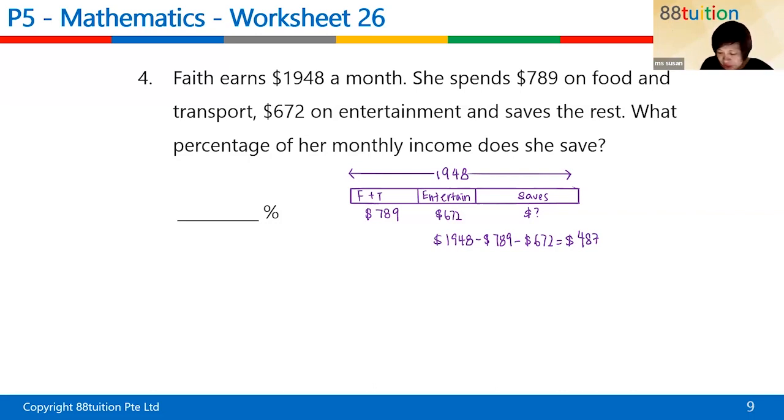Then after that, what do you have? This is what he saves for the rest. And he wants to express this as a percentage. So whatever you have, 487 out of the total, which is 1,948, multiply by 100%. Okay, so you need a calculator for this because this one needs a lot of calculation, right? So yeah, this one is allowed.